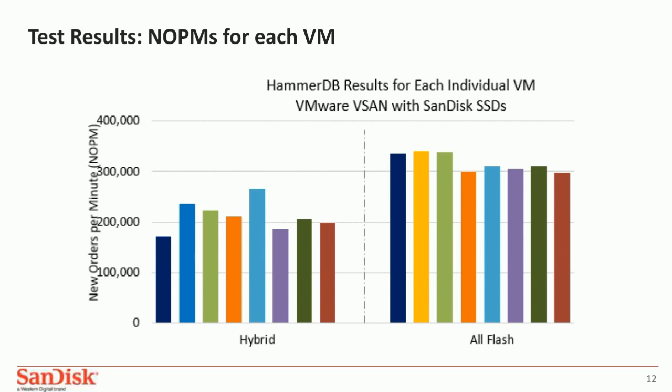So if we dig into the details a little bit, if we look at the performance per VM for both the hybrid and the all-flash configuration, the hybrid configuration showed some variability across the servers, but overall it was a fairly even workload distribution. As you can see, the all-flash configuration was higher performance overall and much more even workload distribution.